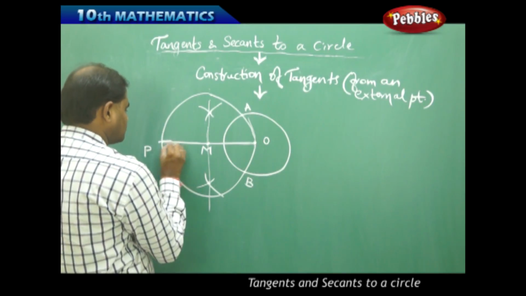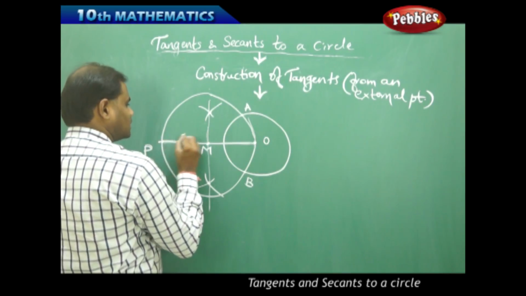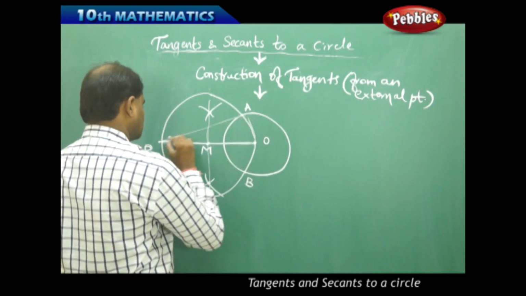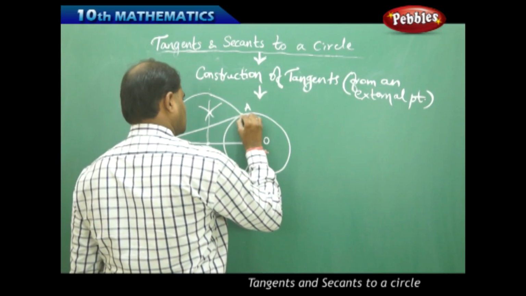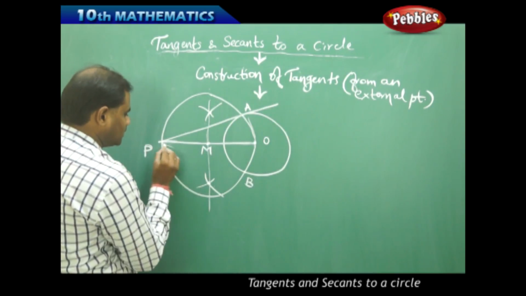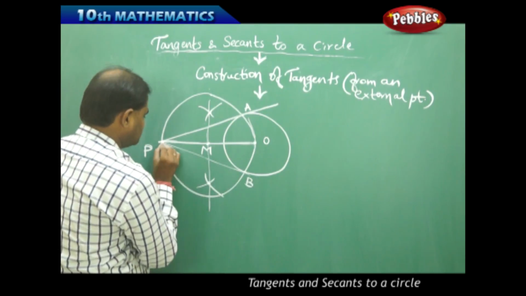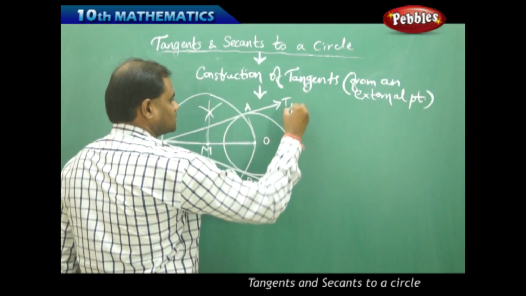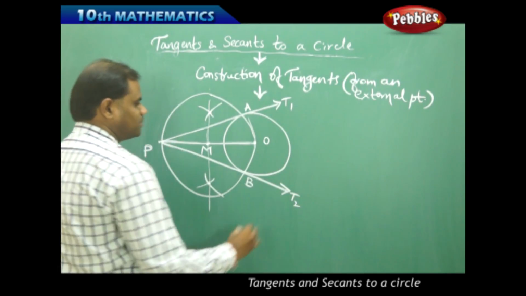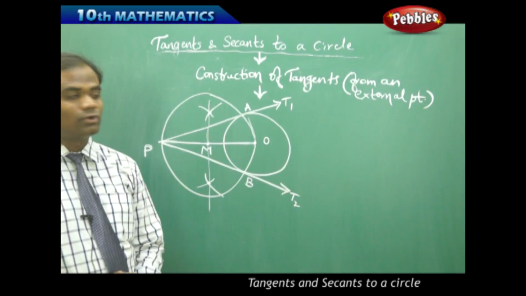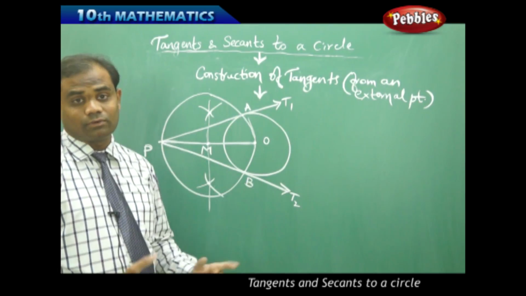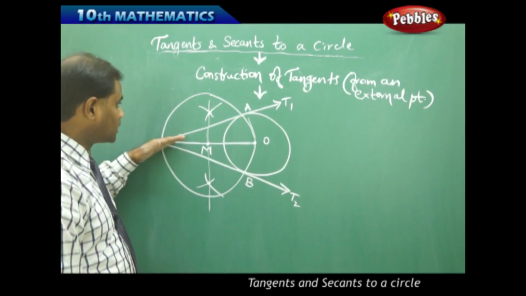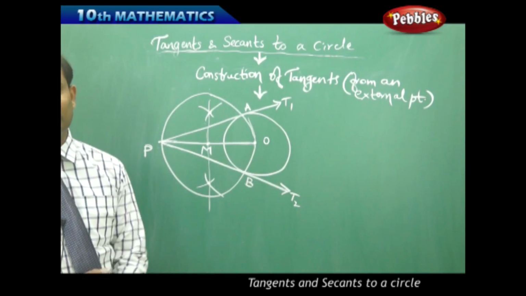That is, when I take this point P and join P with A, and then I join P with B, I get the two tangents PA and PB. Of course, PA equal to PB from the previous theorem is how I can draw the two tangents from an external point.